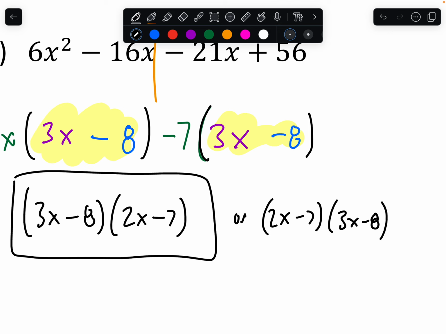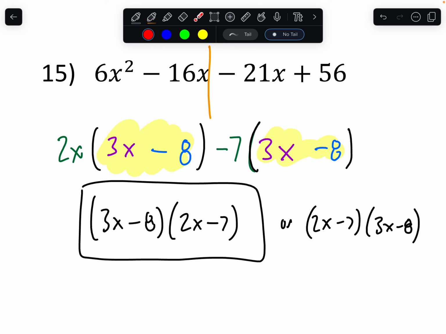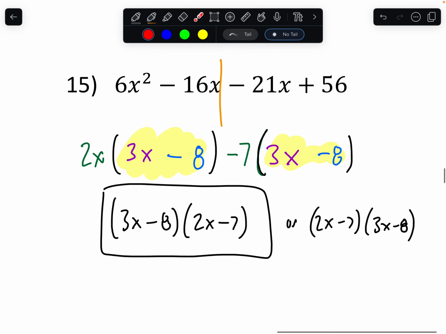So it doesn't matter what order you put the whole sets of parentheses in, but the things inside the parentheses cannot be rearranged. So that's another way you could see that. All right, there's factoring by grouping. Hopefully it went well.